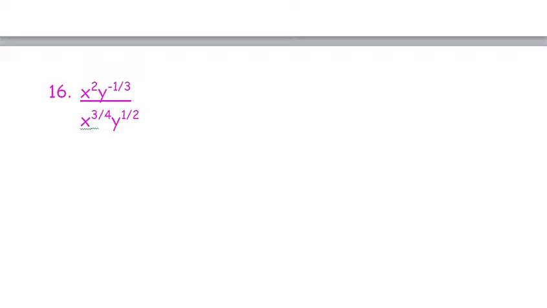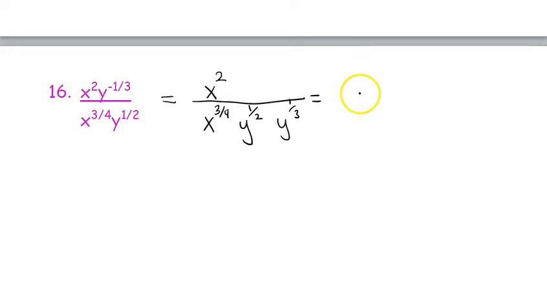Okay, last example here. I want to first move this y with the negative exponent because any negative exponent needs to move. So I'm going to keep everything else where it is, but I'm going to move that to the bottom. And then I'm going to figure out what to do with these powers. Since the x's are on top of each other, I am subtracting. So the 2 minus the 3/4. And the y's are on the bottom, so I'm going to add those. 1/2 plus 1/3. Those are together.